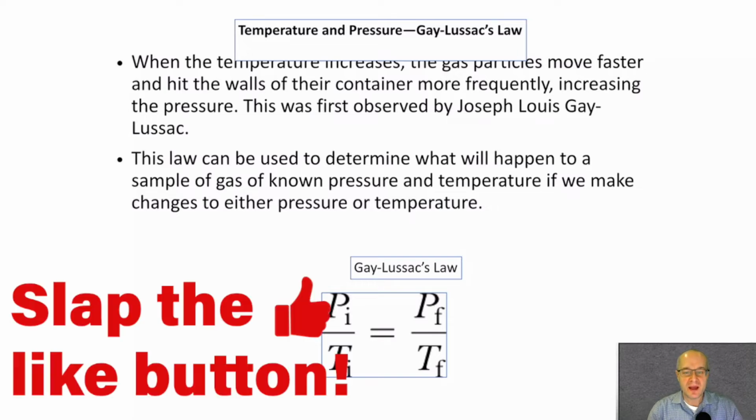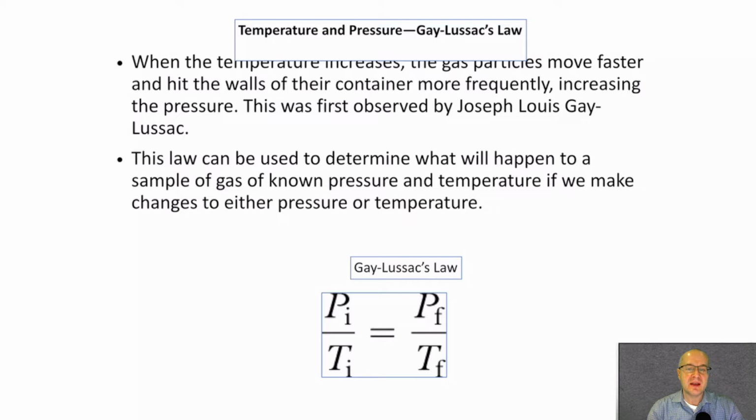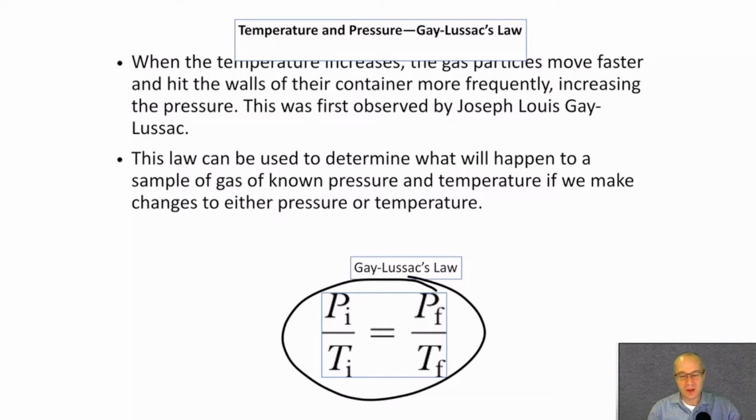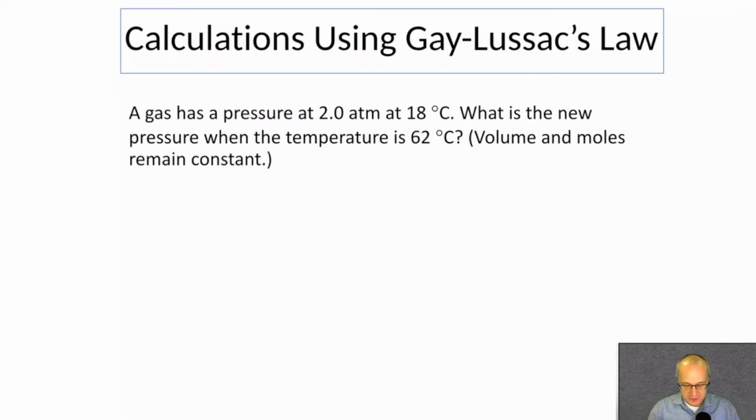If you cool down that gas, it's taking away kinetic energy from the gas, causing it to hit the sides of the container less often and with less force. So that's what's happening when you increase or decrease pressure. Okay? Guy Lussac's law looks just like Charles's law, except instead of using volume, we're using pressure. But the calculations are essentially the same. So here's a calculation. It's always good just to jump into calculations and start working them out, because that's what you're going to do in an exam anyway for the most part.